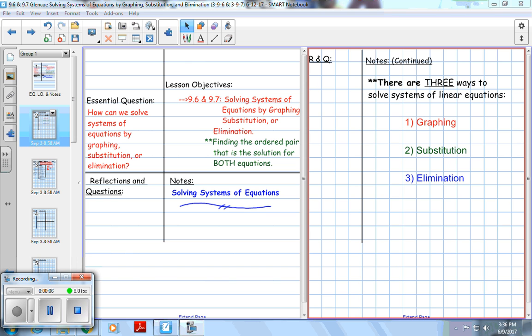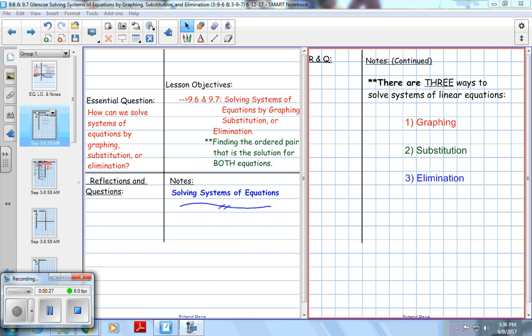We're going over our last two sections of chapter 9, where we will finally jump into the world of systems of equations. And what a system of equations is, it's not just one equation in a problem. It's going to be two equations or more that are connected together, and we're trying to find a solution that works for all of them.